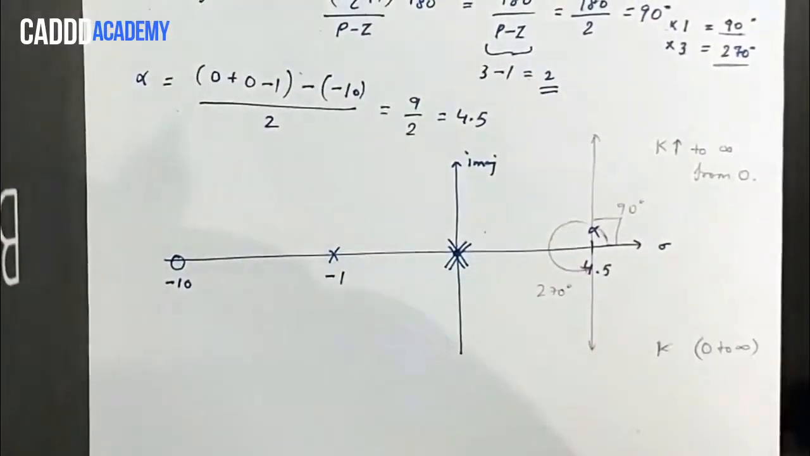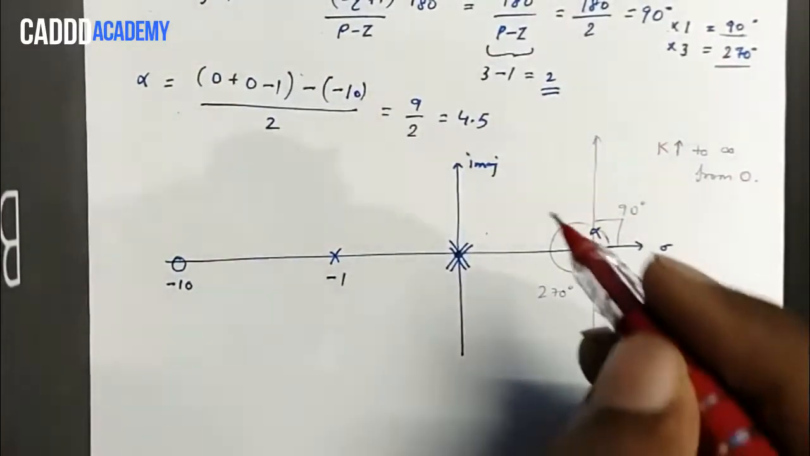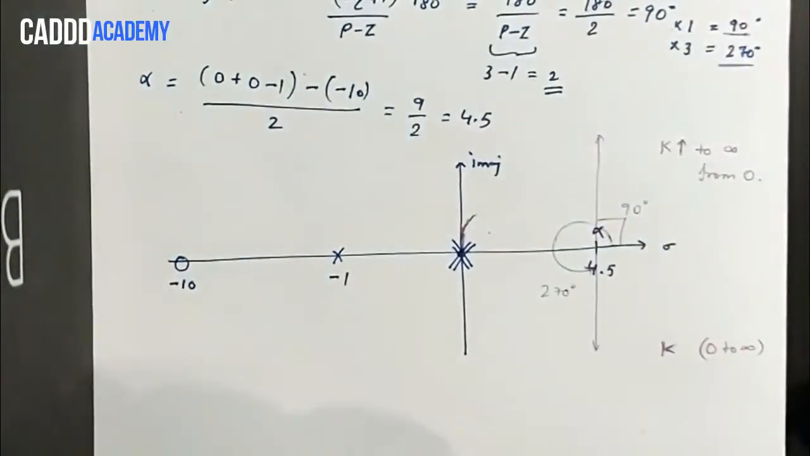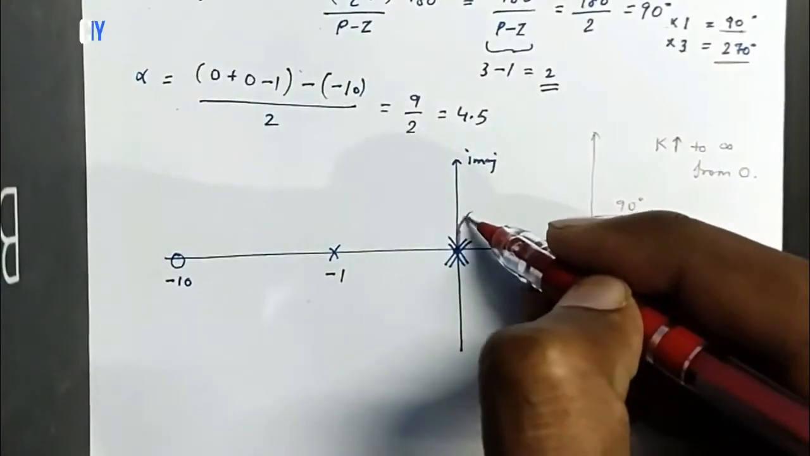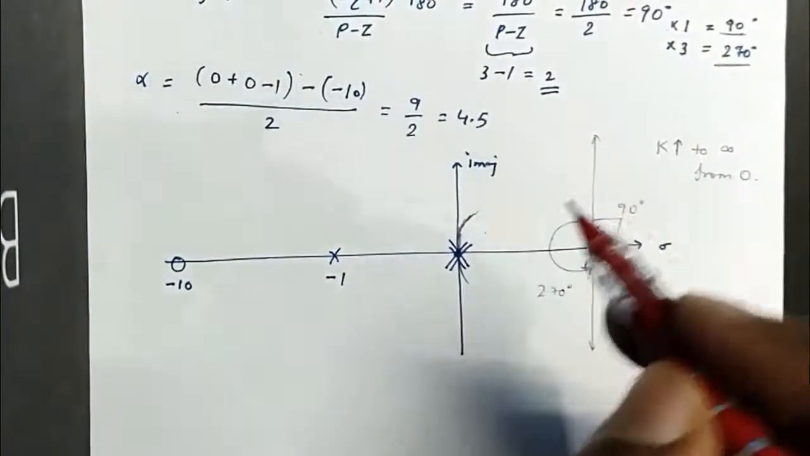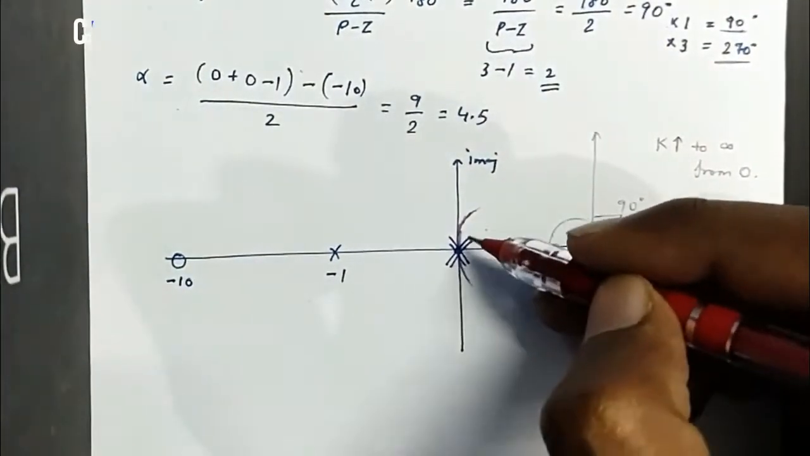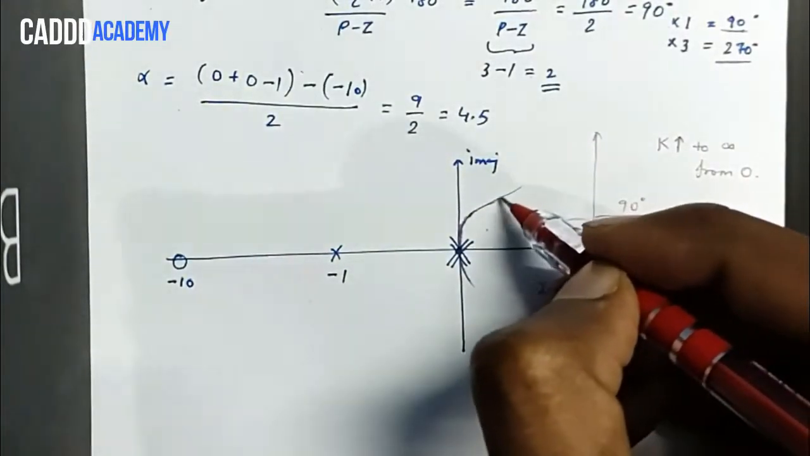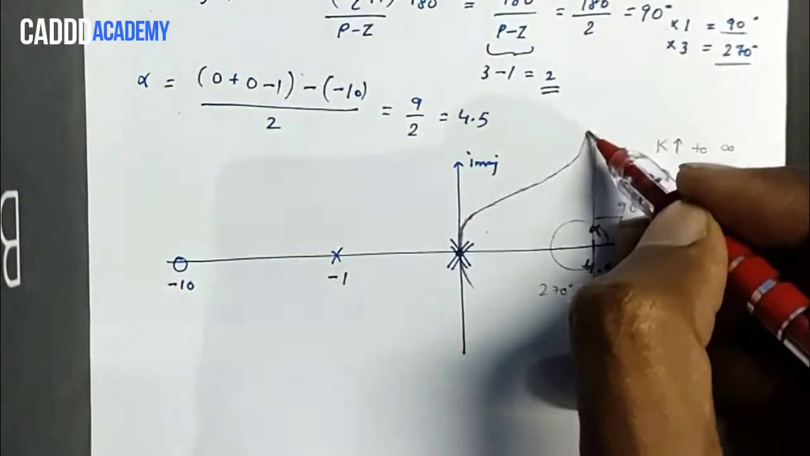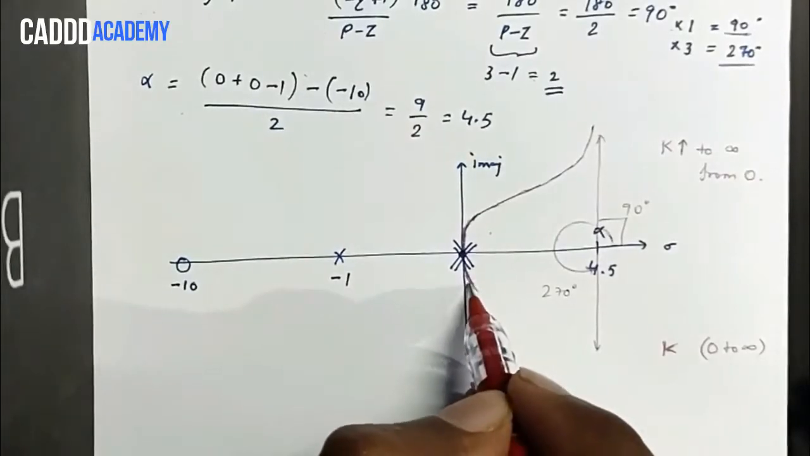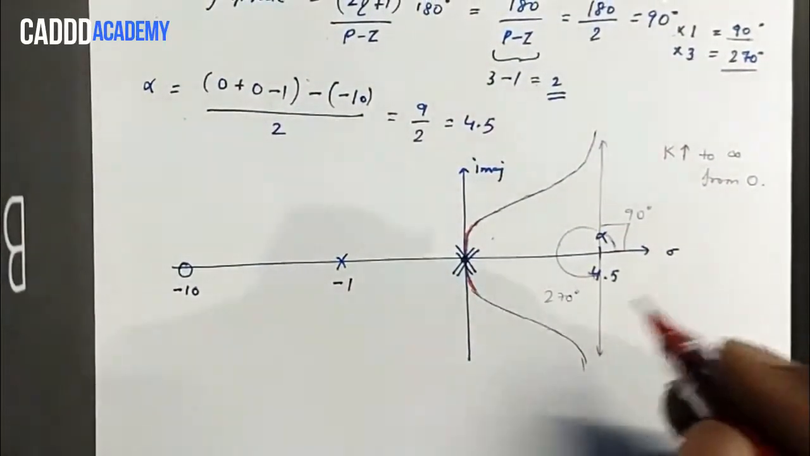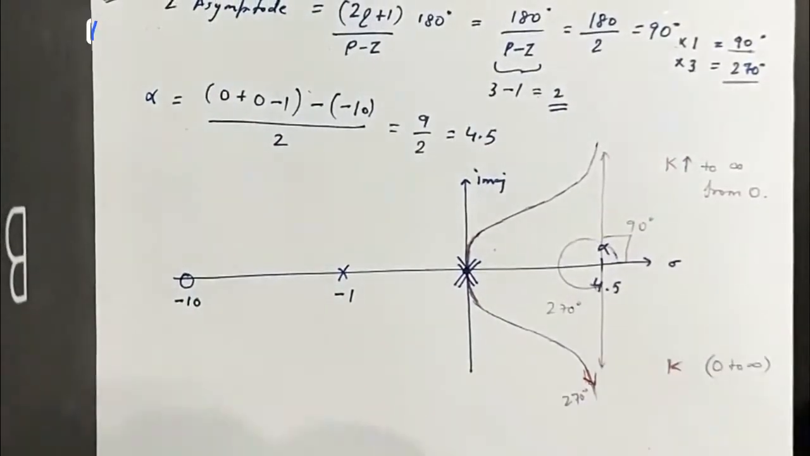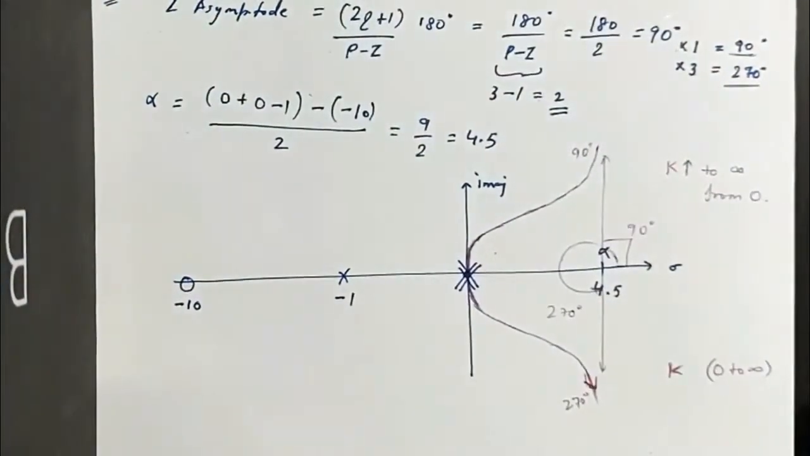As we keep increasing the system gain k, what will happen is that these poles will meet at a breakaway point and leave the real axis. One will go in the direction of the first angle of asymptote and the other will go in the direction of the second angle of asymptote. This angle is 270 degrees, and this angle is 90 degrees.